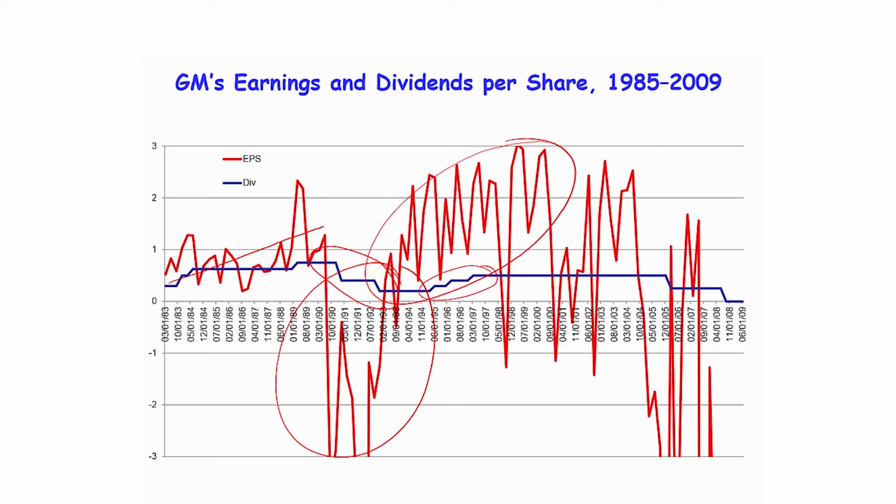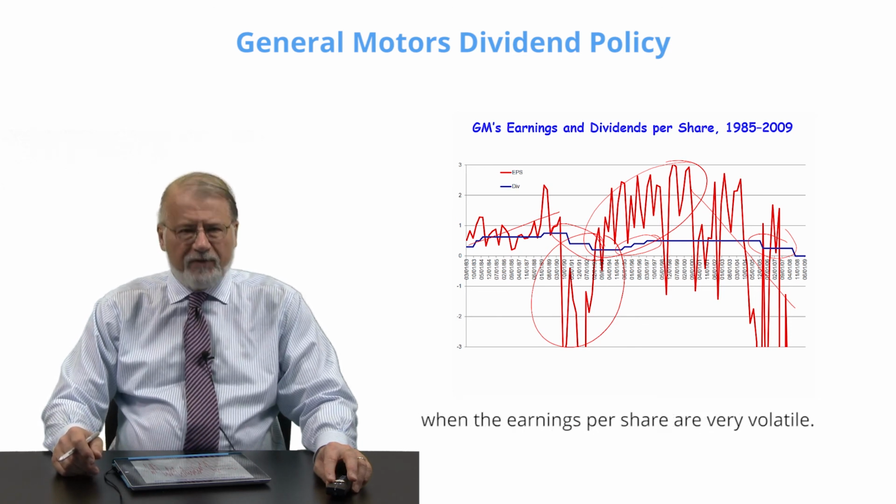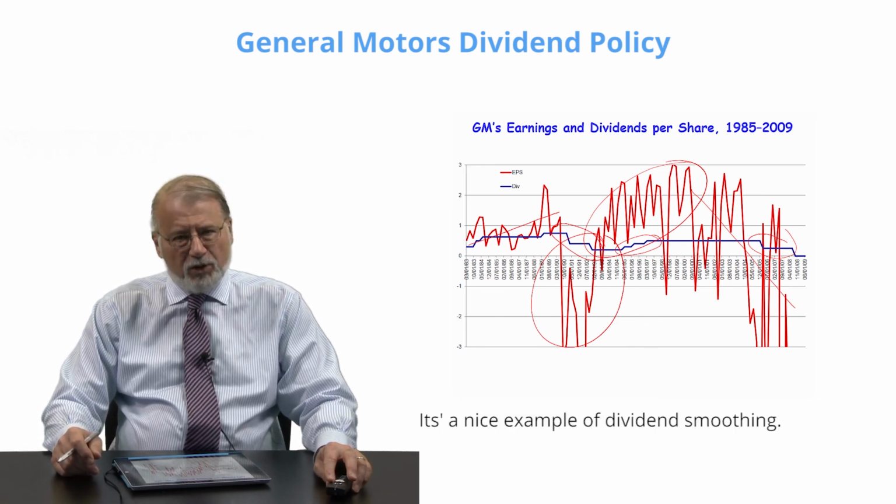During the late 1990s and the early decade of this century, earnings per share were quite volatile, but on average they remained constant, and the company paid a constant dividend over time. In the later part of the last decade, earnings per share showed a negative trend, and the company responded by moderately cutting the dividend. Toward the end of the series, earnings per share were rather negative, and the company cut the dividend to zero. This is an example of smoothing of dividends by a company when earnings per share are very volatile. It's a nice example of dividend smoothing.